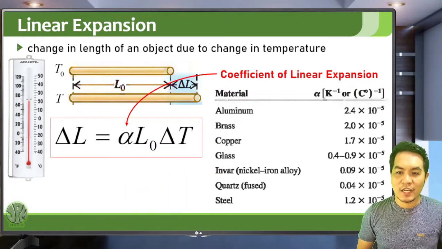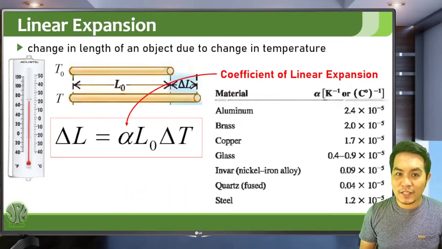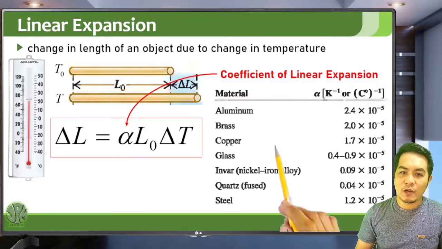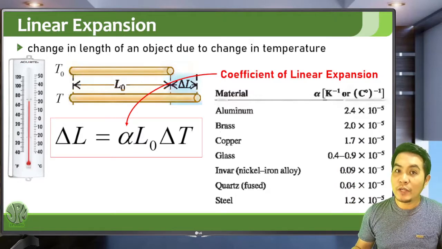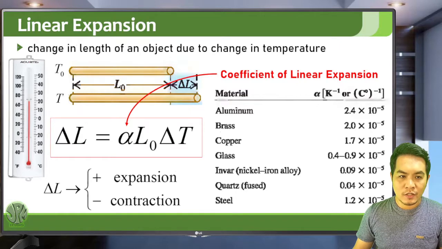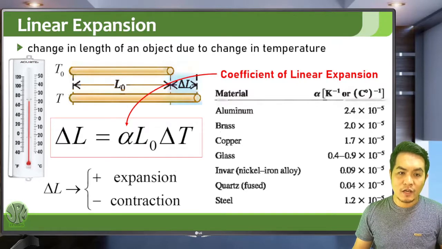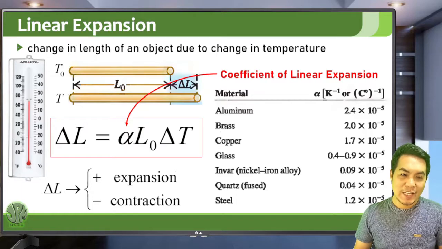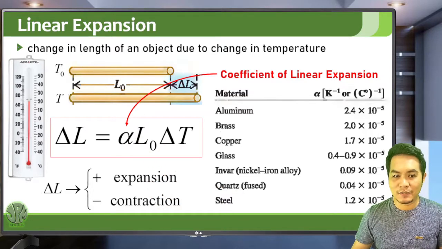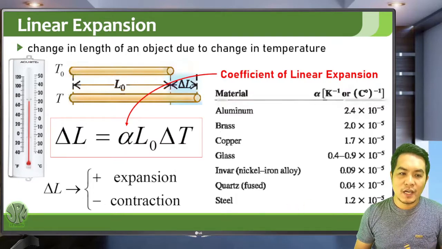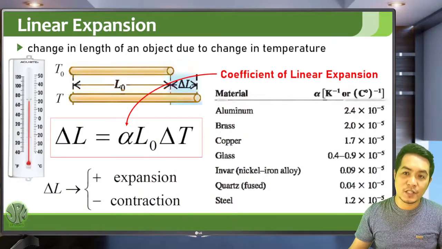All of these materials start at the same length. So the greater the alpha, the greater the change in length. This means that aluminum will have a greater change in length compared to brass if you heat them simultaneously, starting from the same length. A positive change in length means expansion, and a negative change in length means contraction. So you will get positive and negative values of changes in length here. Positive just means it expands. Negative means it contracts or becomes shorter.